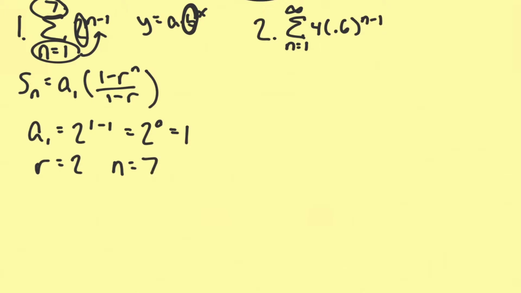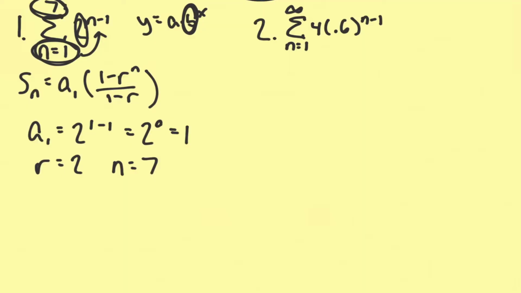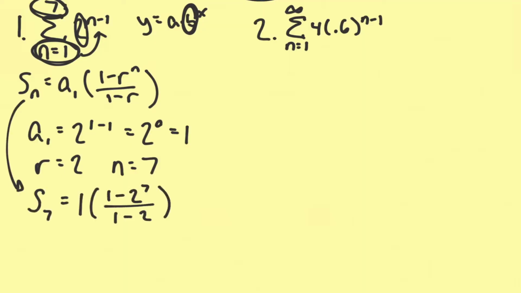And remember, the way you can find n is if you're starting with a 1 at the bottom, it's always going to be that top number. And if you're not starting with a 1 at the bottom, you can always do the top number minus the bottom number plus 1. Now we can plug everything into that equation, and we can simplify from there. 1 times anything is itself. Now we have 1 minus 2 to the 7th, which is 128, over 1 minus 2, which is -1.